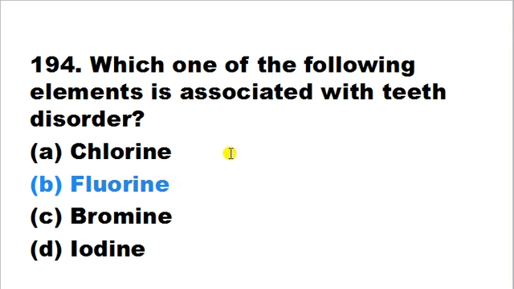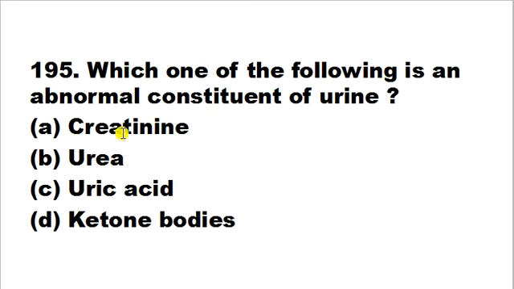Which one of the following is an abnormal constituent of urine? Creatinine, urea, uric acid, ketone bodies. So here the correct answer from these options is D. The abnormal constituent of urine is ketone bodies.